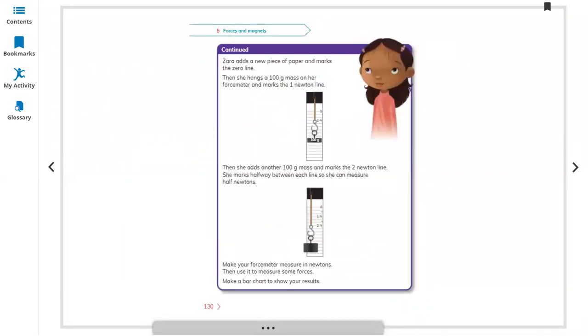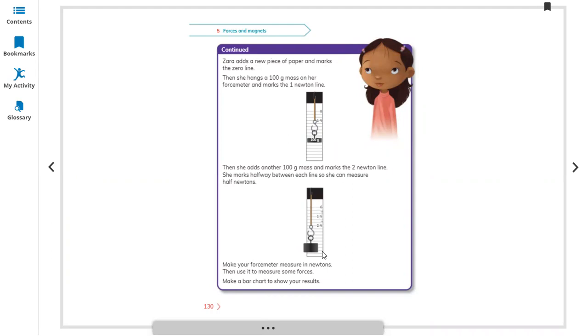Zara adds a new piece of paper and makes the zero line. Then she hangs a 100-gram mass on her force meter and marks 1 Newton. You can see here as she's hanging the 100-gram mass. Then she adds another 100-gram mass and marks the 2 Newton line. She marks halfway between each line so she can measure. You can see here this is 0, 1 Newton, 2 Newtons. Same like this, so we are measuring.